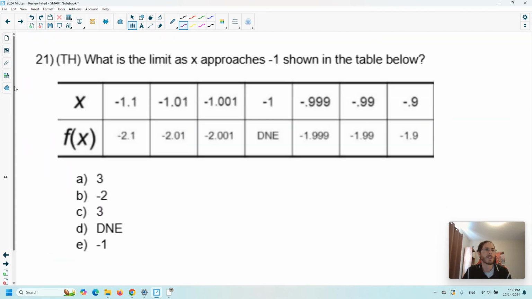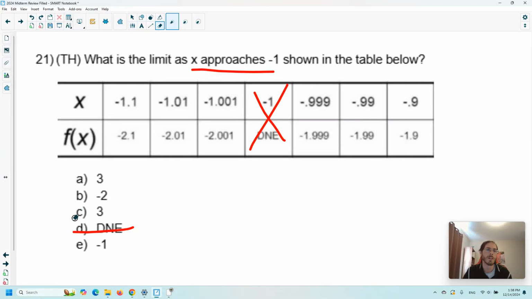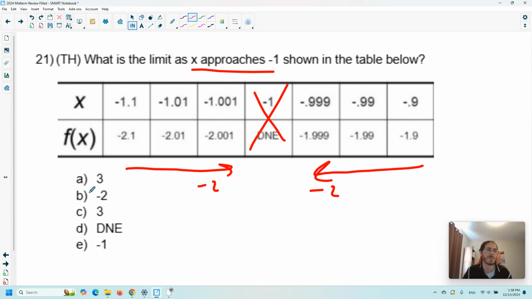All right, and then we're at the final one, which is not going to be as crazy as the last one. We're doing a limit with a table. So we want to find the limit as x approaches -1. Remember, we ignore -1, so we're probably not going to pick that one. I guess we might, it could be different on both sides. But over here, we're headed towards -2. Over here, we're headed towards -2. Since those are the same, we'll pick B. That's it. There we go. We got them all.